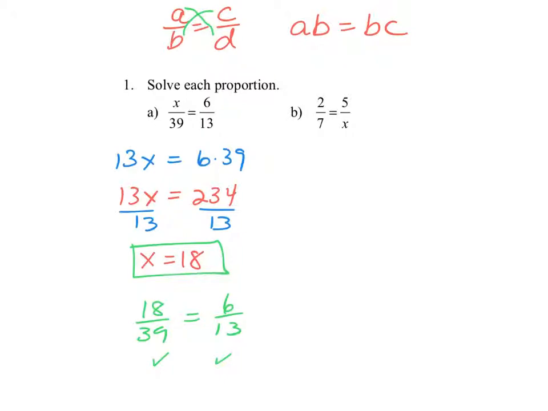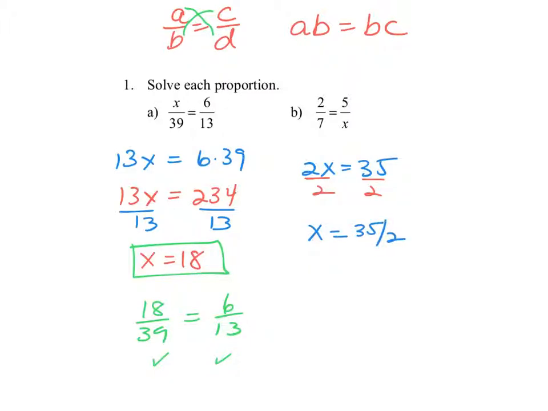Let's repeat the steps for example B, where we have 2 over 7 equals 5 over x. Because we have a proportion, a over b equals c over d, we can cross-multiply to solve this equation. When we cross-multiply 2 times x, we get 2x equals 5 times 7, or 35. By dividing both sides by 2, we get our answer, x is equal to 35 over 2.